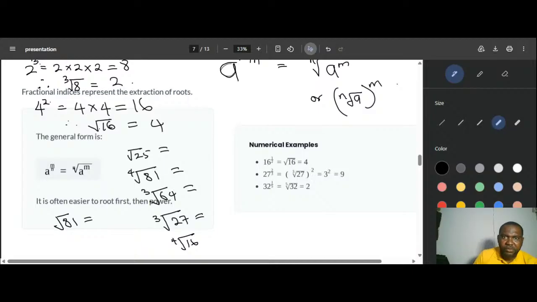Okay, so let's do it together. Now the square root of 25 is 5. The reason is because 5 times 5 is 25. Fourth root of 81 is 3.